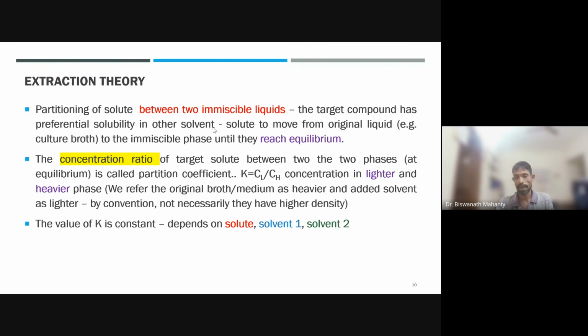Many times K is constant, though the partition coefficient, what you are referring to as concentration ratio, can be non-linear. But for easier understanding, or in many of the cases, it remains constant. But still, it depends on what kind of solute and what kind of solvent. Depending on these, the partition coefficient can be different.